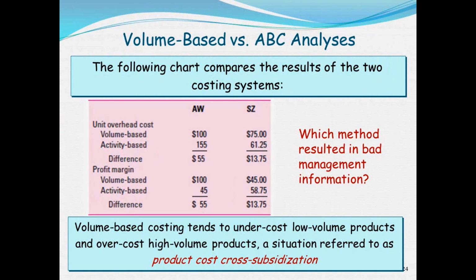And so the concept of product cross-subsidization says that you tend to overcost high-volume products, and they tend to subsidize the low-volume, high-end products.